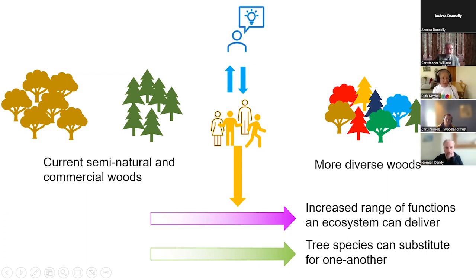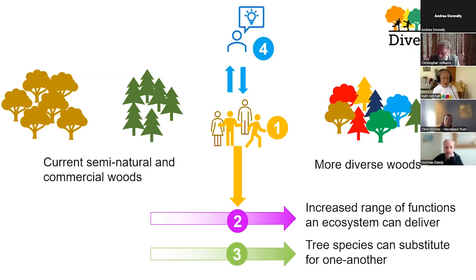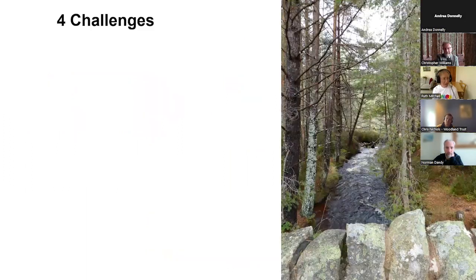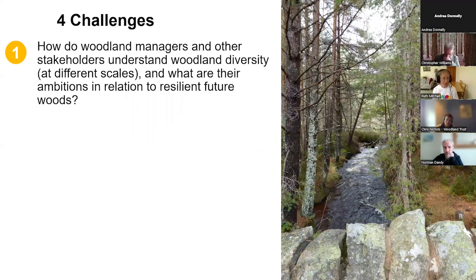So our project has therefore got what we've called 4 ambitions, or 4 challenges rather, and I'll talk you through these 4 challenges. So the first challenge we're looking at is very much around woodland managers. So people like yourselves that are managing woodlands, how do woodland managers understand woodland diversity? At what sort of scale are they interested in? Are they thinking at the stand scale, at a larger whole site scale, or at a landscape scale? And what are their ambitions in relation to future woodlands? What would they see as the tree species of the future?